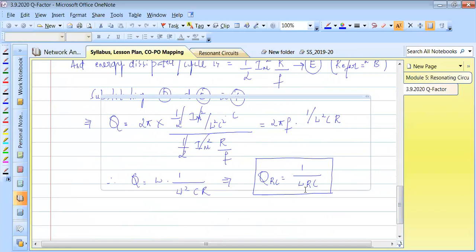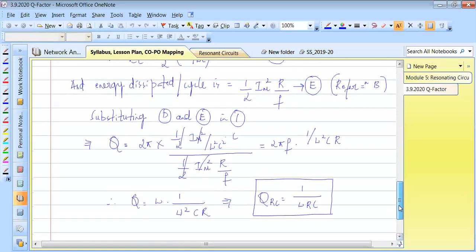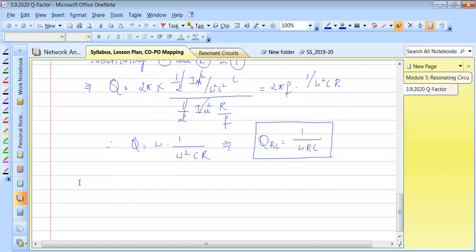Now, the quality factor of the RL circuit and the quality factor of the RC circuit are understood. What we are interested in is to see the quality factor at resonance. So what we are going to see today is the quality factor at resonance. You can just start noting it down.